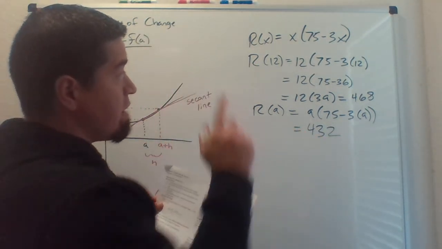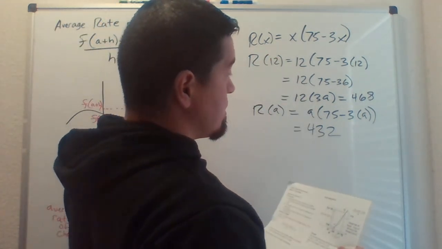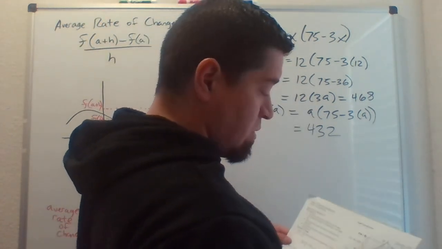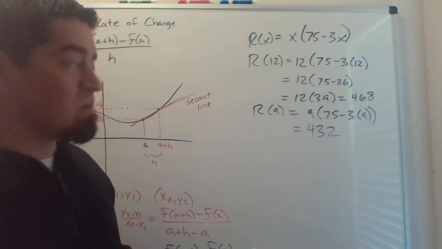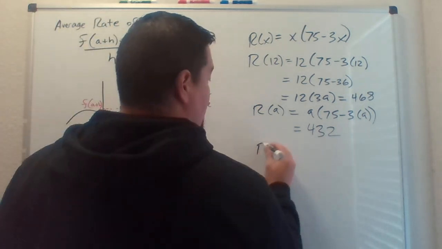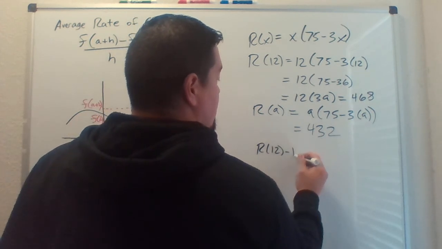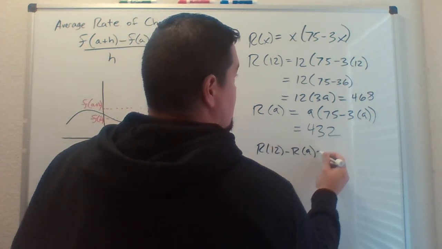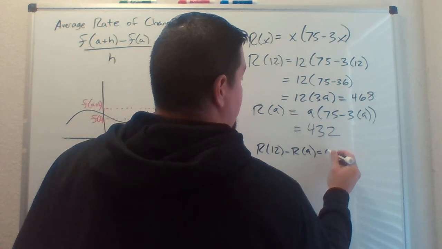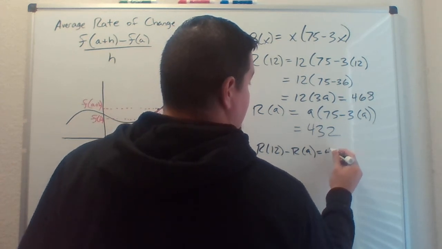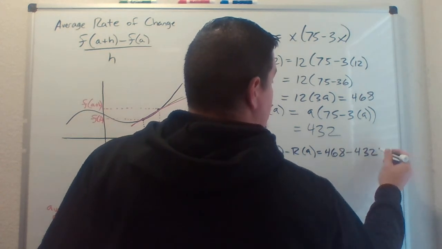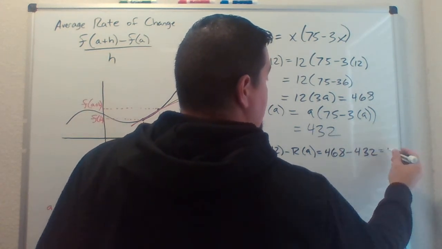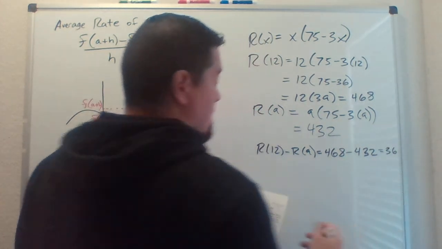So we have R of 12 is 468, R of 9 is 432. It's asking what is the change in revenue. What do you think we should do? You should subtract R of 12 minus R of 9, which is 468 minus 432, which gives you a change of 36.